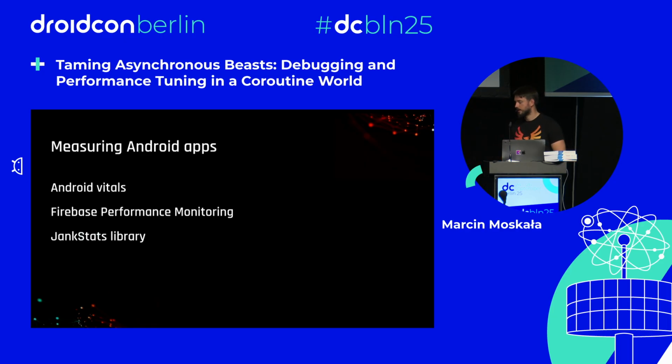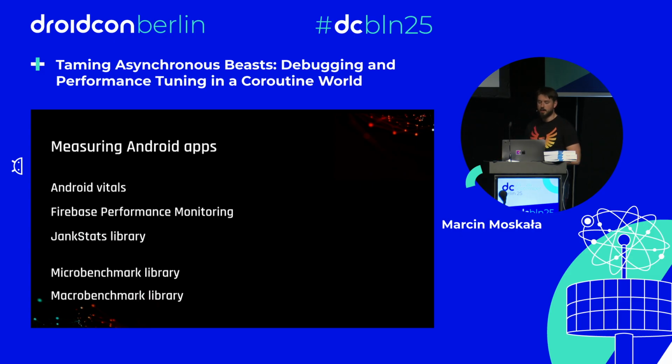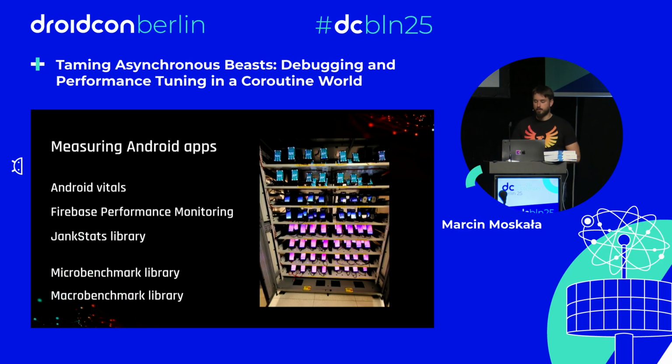When you can see some problems, or if you want to test our performance, we also have very good libraries, micro benchmark library, macro benchmark library. We typically start them on some devices. Many companies have those farms of devices where they test their application on different devices. There are also services that allow you to delegate that.